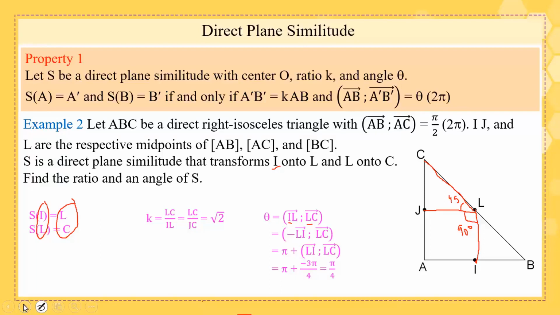So every time, to find the ratio and the angle of a certain similitude, try to search for the images of 2 points by this similitude. From these images you can find the ratio by dividing the length of the image segment by the length of the pre-image segment. And to find the angle of this similitude, find the angle between the pre-image vector and the image vector.